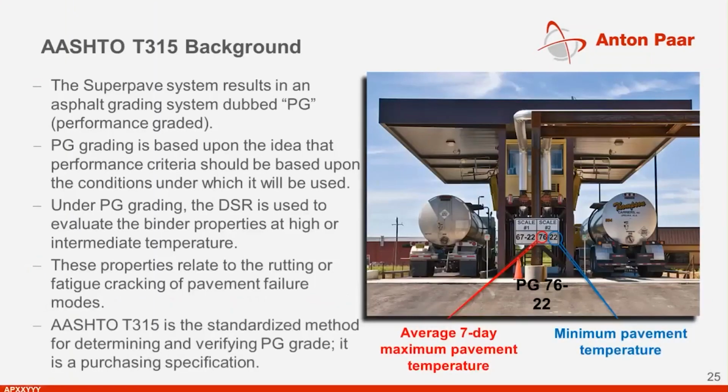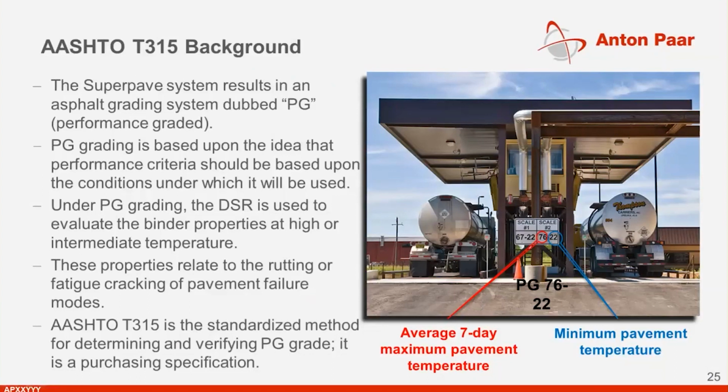The Superpave system, which is the background of this, was a result of the first Strategic Highway Research Program as a part of the performance grade system. The rheological values G* and sin delta were implemented. These properties relate to the rutting or fatigue cracking failure models, and the PG system is based on the idea of using binders that suit the climate conditions in which they are used at high and intermediate temperatures.